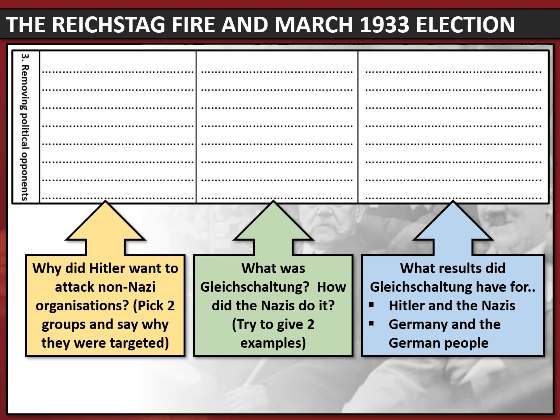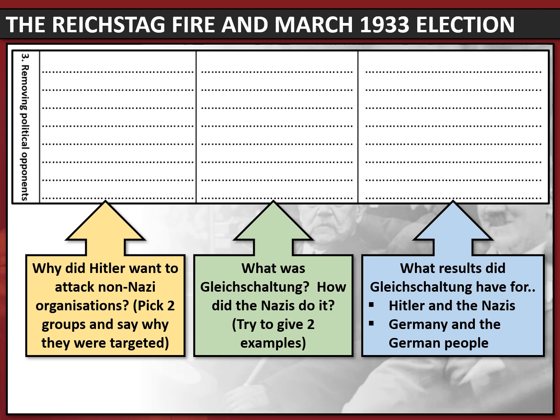Okay, final part of your task then. You're ready to complete the third line on your table in task 1.1. This is the line of your table on removing political opponents. In the first box, you need to explain there why Hitler wanted to attack non-Nazi organisations. Now, I suggest you pick 2 of those organisations and you say why they were targeted. So you could, for example, choose political parties and trade unions.